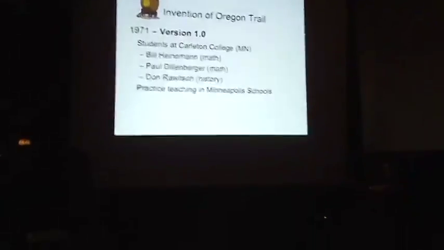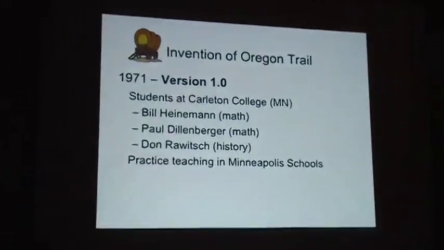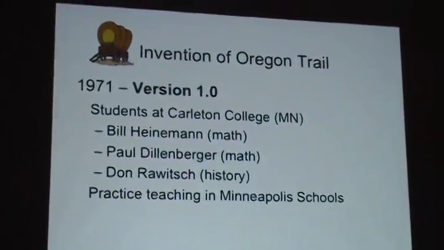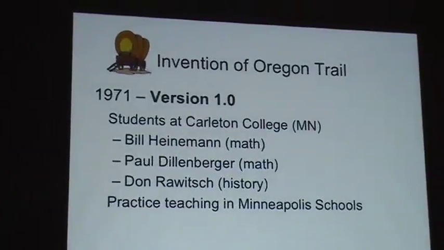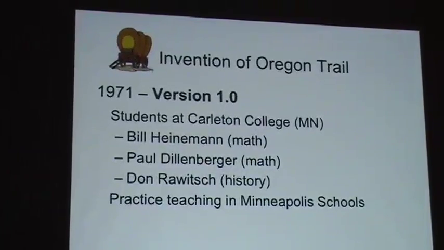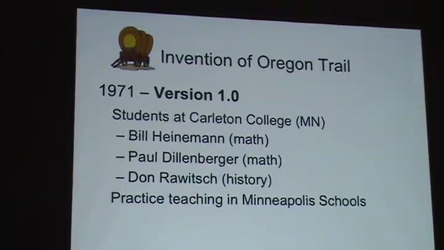Into this environment, step three young college students. Well, we were seniors, actually. Bill Heineman, Paul Dillenberger, and myself were students at Carleton College, a liberal arts school in Minnesota. We were starting our senior year in the fall of 1971, and we had to do our practice teaching, our student teaching. So we decided, instead of doing that in the rural area where the college was located, we would do it in the schools of Minneapolis, Minnesota.